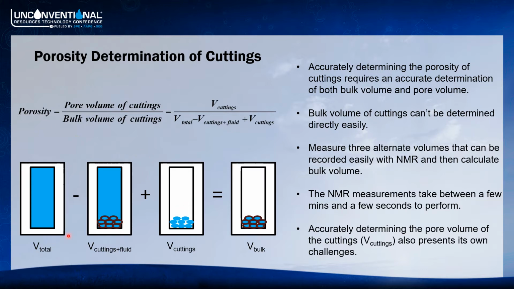And when we combine these three volumes in this way, as the equation says, we end up with a V bulk value, which is the bulk volume of the cuttings. So these measurements take anywhere from a few seconds to a few minutes, depending on the samples. In theory, this all sounds easy enough to do, but as we will see later, there are some other experimental challenges that I will explain in the next few slides.